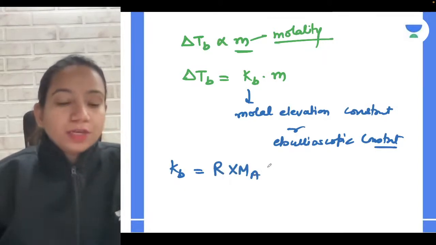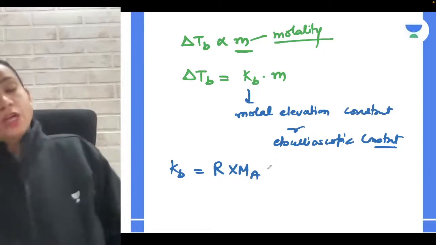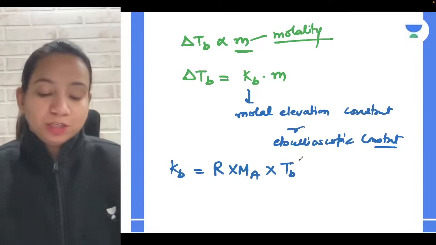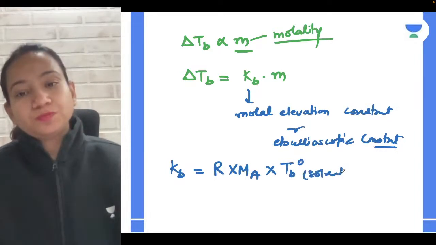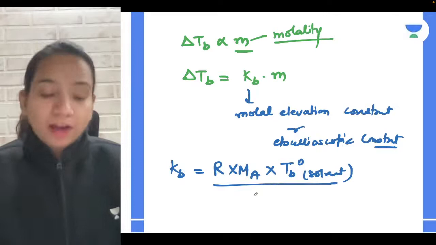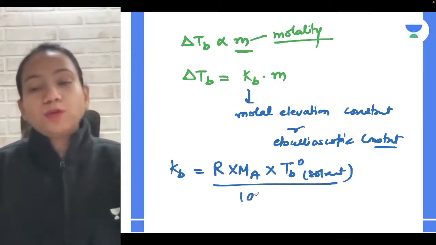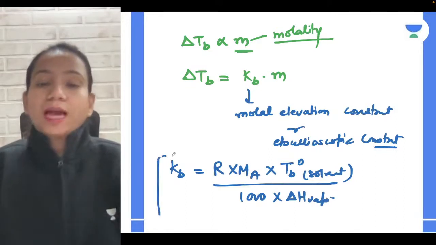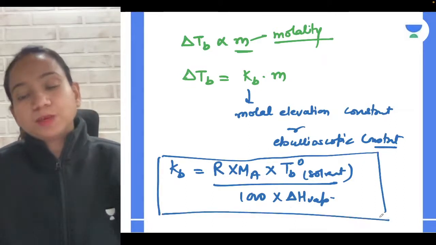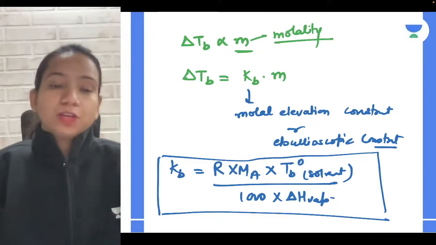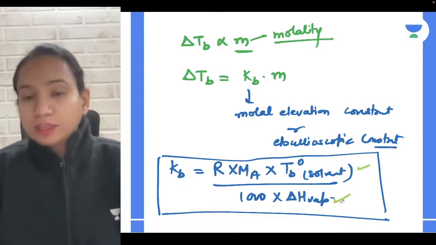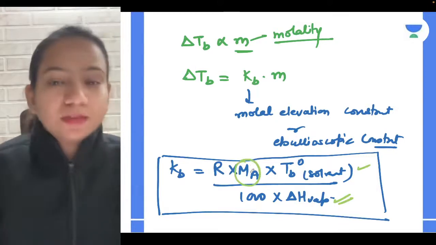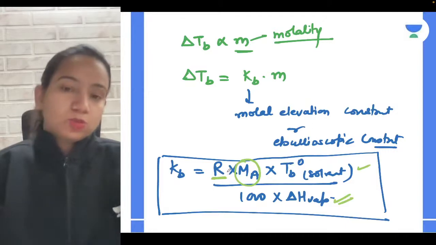How do we calculate it, how do we get to know? It's an experimental quantity. So the formula is R into Ma, the molar mass of solvent, into Tb naught, the solvent boiling point, divided by 1000 into enthalpy of vaporization. Simple. So this is how you can calculate it experimentally. Boiling point you will get to know experimentally, enthalpy of vaporization you will get to know, the molar mass of whatever substance you have taken you can understand, and R is the universal gas constant.